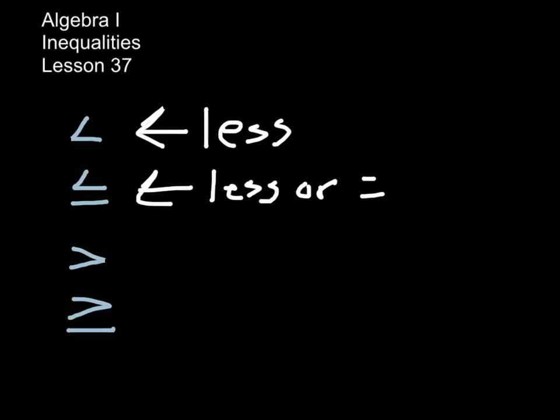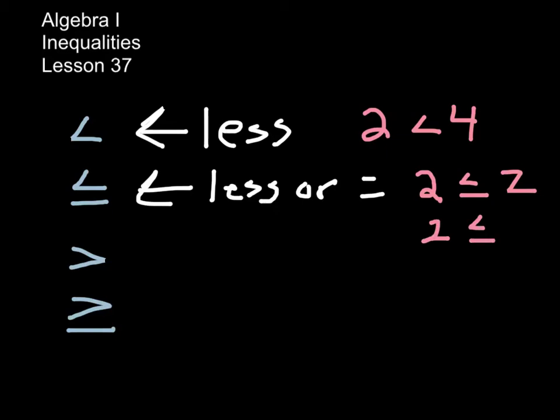Now an example, let's go back up to the top one. When we say less than, an example would be 2 is less than 4. For the less than or equal to, I could have 2 is less than or equal to 2. Notice that 2 is not less than 2, but 2 is equal to 2, so that's a true statement. I could also say 2 is less than or equal to 4. Here 2 is not equal to 4, but it is less than 4.